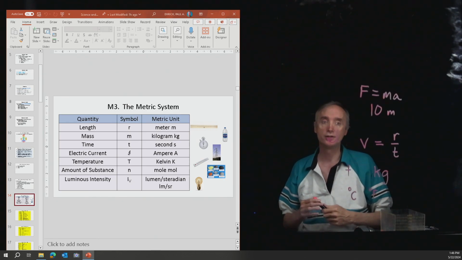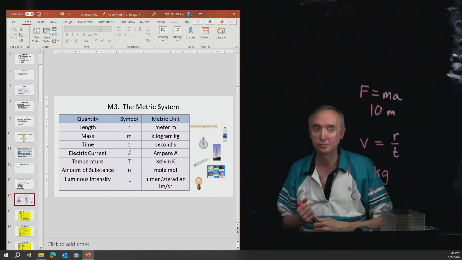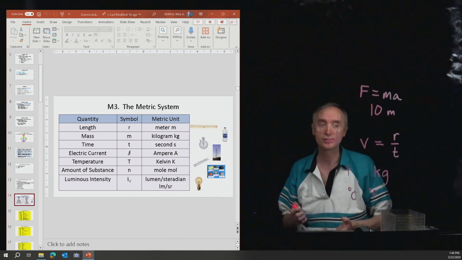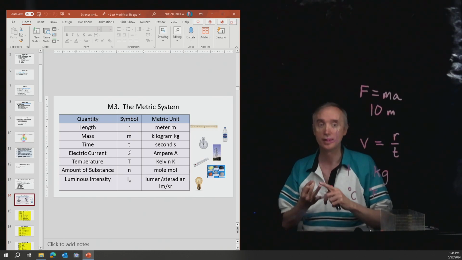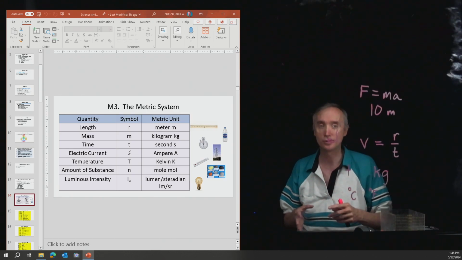Okay, now the next one is going to be the mole. Now, in the classes I teach, I don't really use the mole that often. So in physics, we use length and mass and time and electric current, but not so much temperature in physics. But you do use temperature quite a bit in chemistry. And similarly, you use the mole in chemistry.